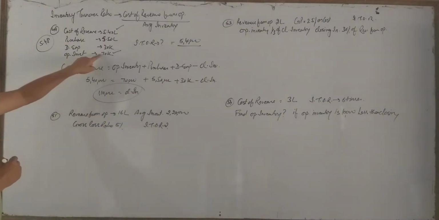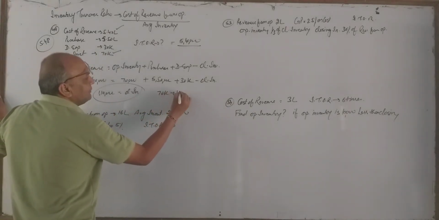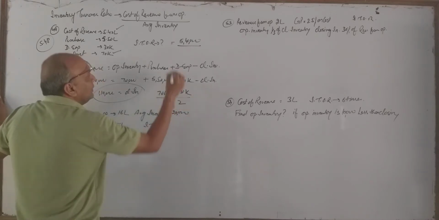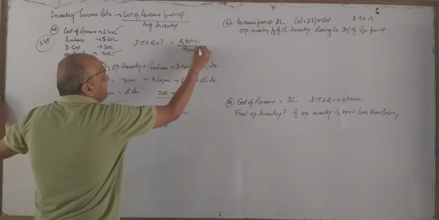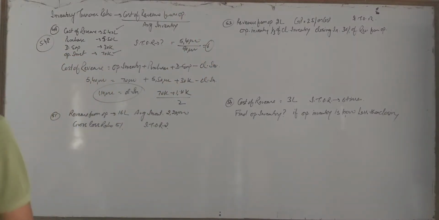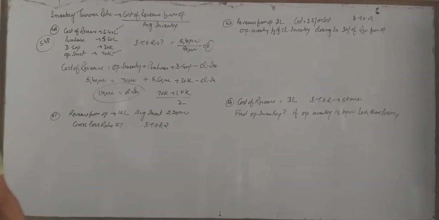So it is easy now. Opening inventory 70,000 plus 1,10,000 divided by 2 is 90,000. So 5,40,000 divided by 90,000 is equal to 6 times. 6 times we are able to convert our stock into sales, goods into sale. This is the first sum. Please ask again if you have any doubt later on.